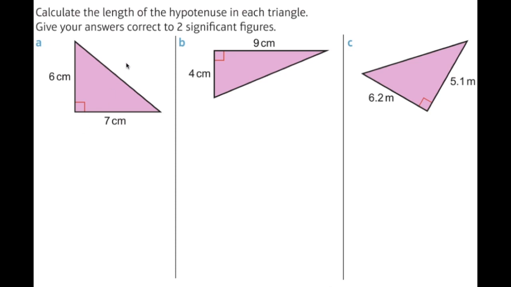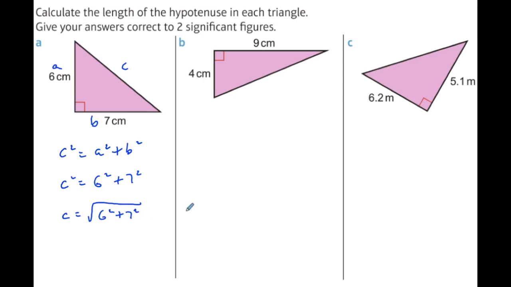Okay, so for A, we label the sides C, A, and B. So we've got the formula C squared is equal to A squared plus B squared. So we know that C squared is equal to 6 squared plus 7 squared. Now we can simplify this. We could just write C is equal to the square root of 6 squared plus 7 squared. Just put that in your calculator and find the answer for the hypotenuse. Therefore, C is equal to 9.2 centimetres to 2 significant figures. Remember, this is actually asking for 2 SF, so be careful on that one.